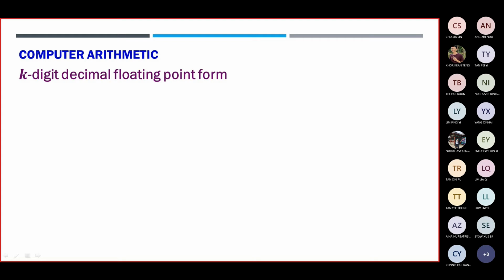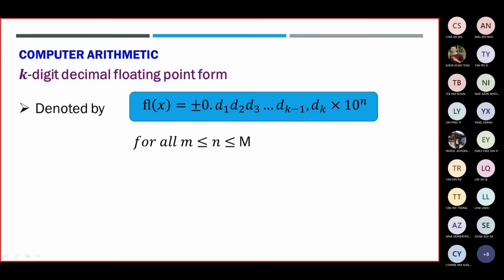Now we move on to the k-digit decimal floating point form. The k-digit decimal floating form can be denoted as floating point, usually we write FL, which stands for floating point. The x represents the number value which we're going to substitute. First, you need to write it in the mantissa form, times 10 power of n. Remember that n is the index or exponent.